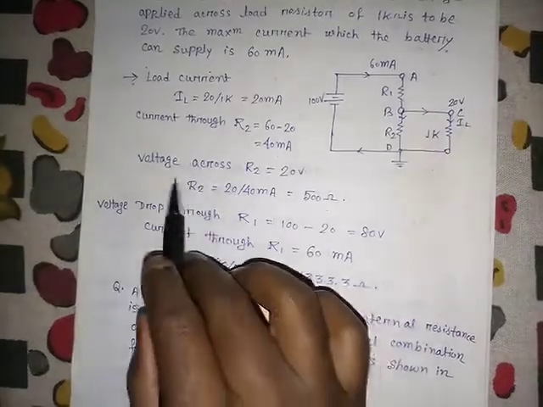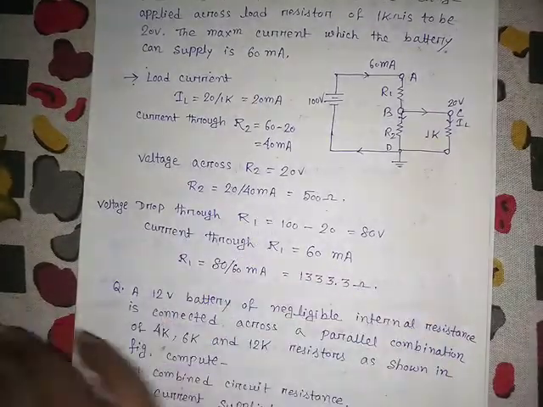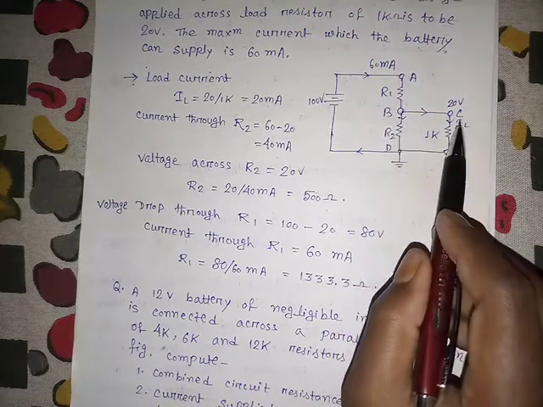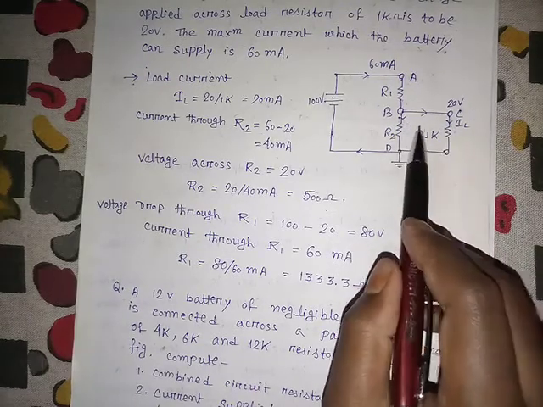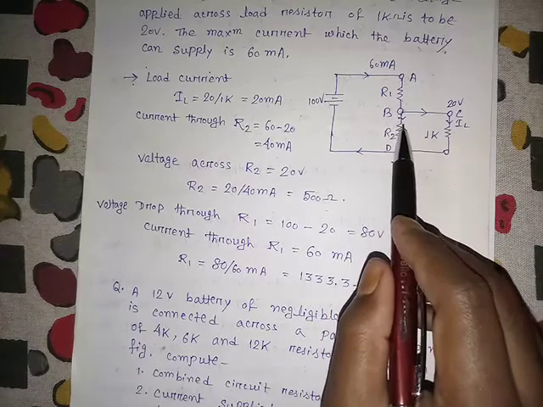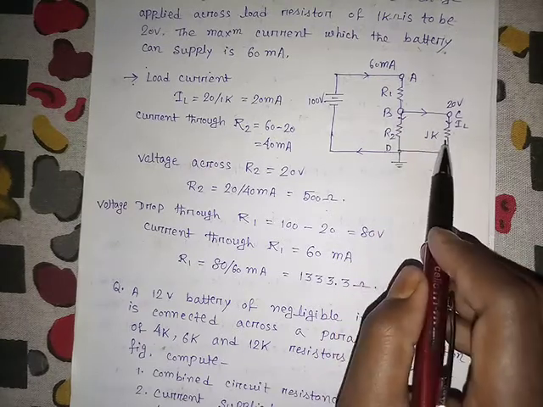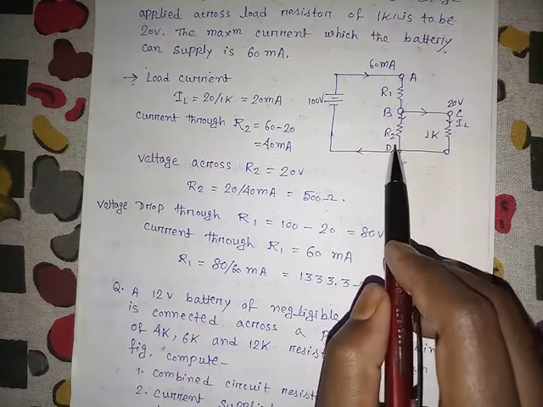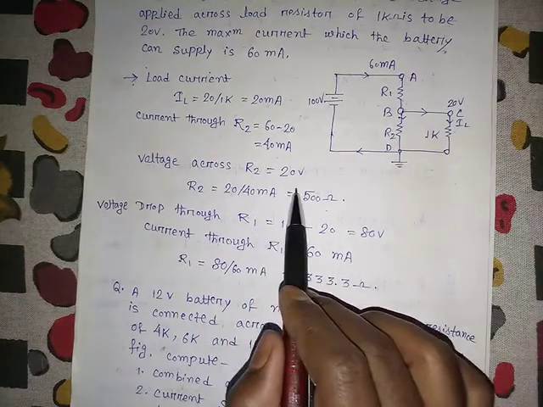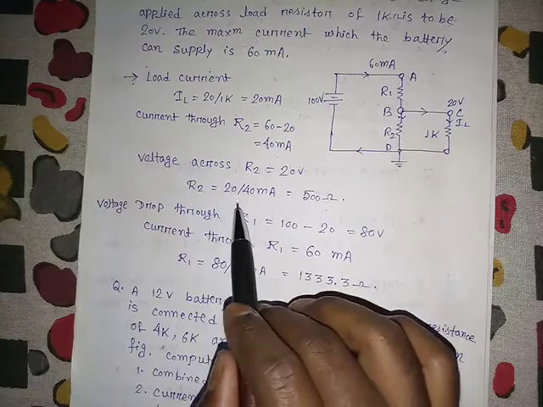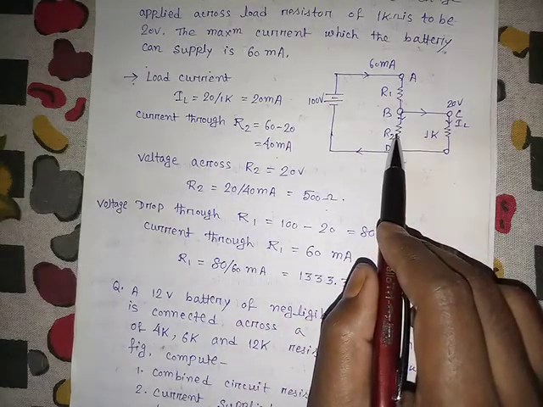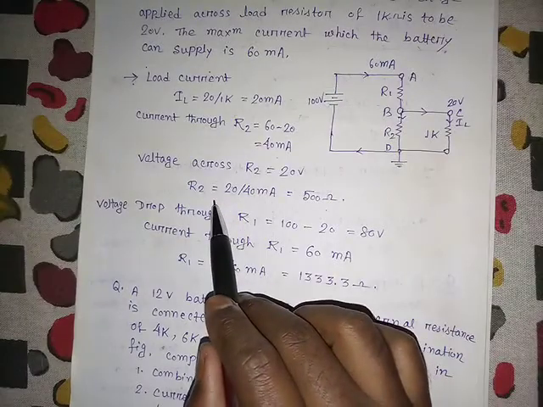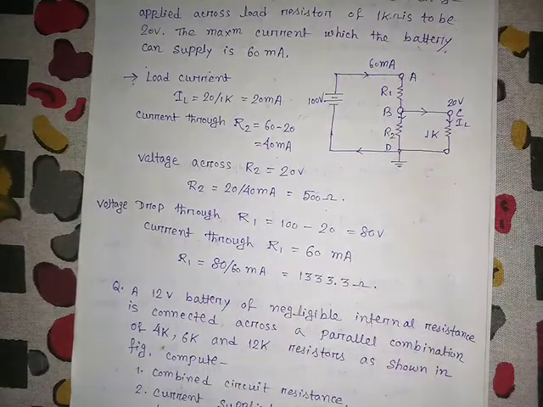Next, the voltage across R2. We know in case of parallel connection, voltage will be the same. So here the load resistance is connected in parallel with R2. So these two resistances are connected in parallel, and the voltage drop across them is also the same. So it will be 20 volt. Now we know the current flow across R2 and the voltage across R2, so we find the value of R2 using Ohm's law.